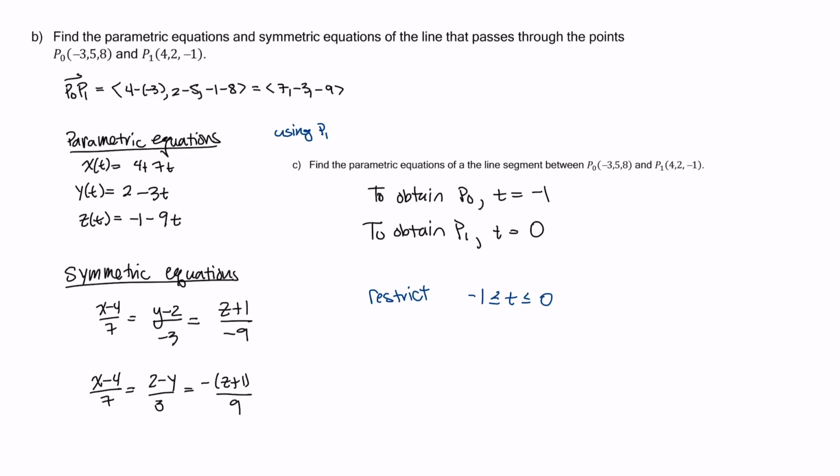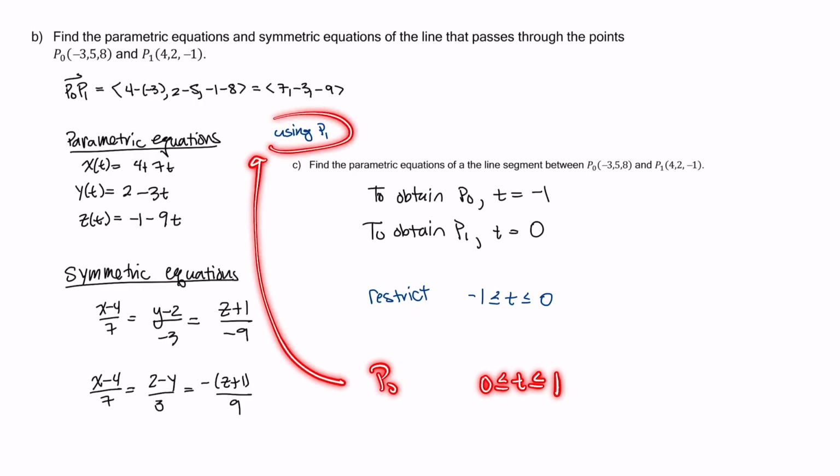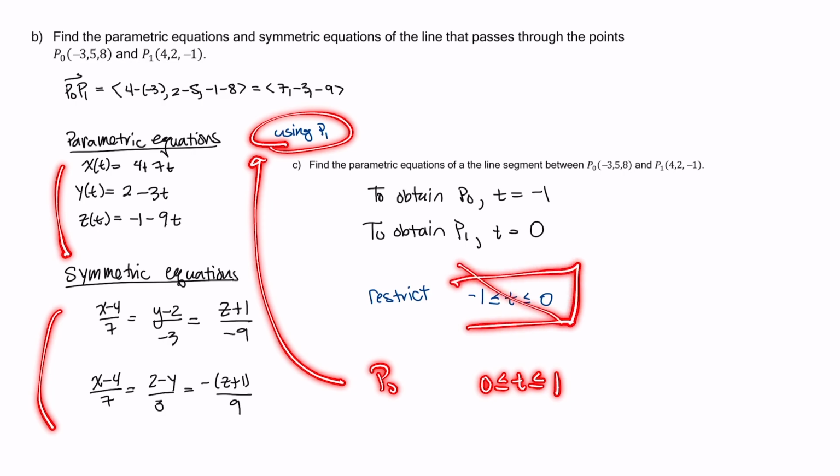And so on your own, if you'd like to verify in your notes how it tells you to restrict t between 0 and 1, you can use P naught here instead of P1 to get different equations. And the restriction here would not work. You would need this restriction to get the segment.